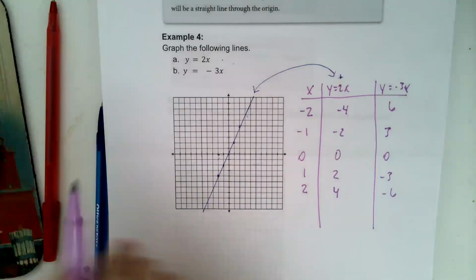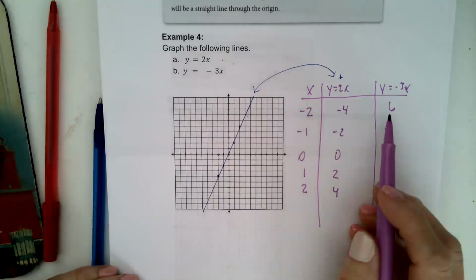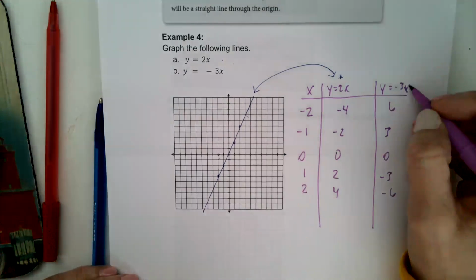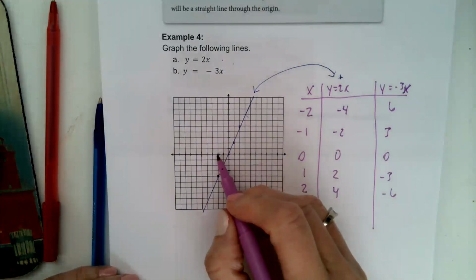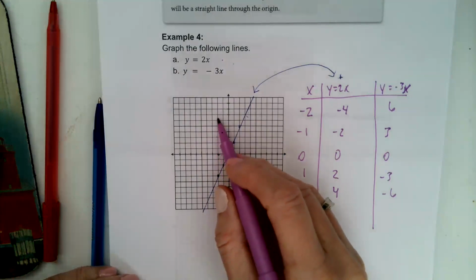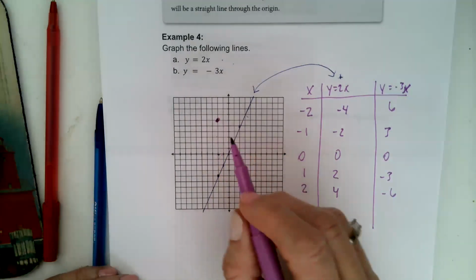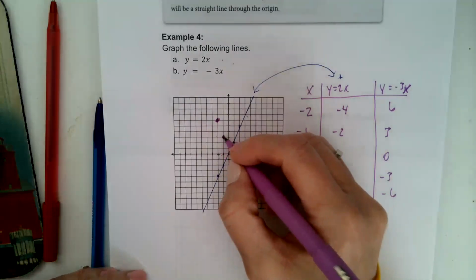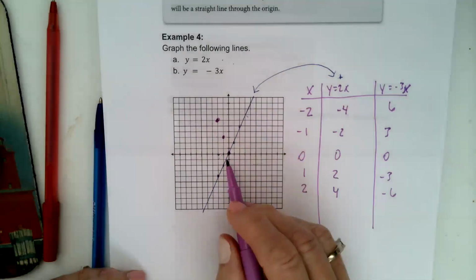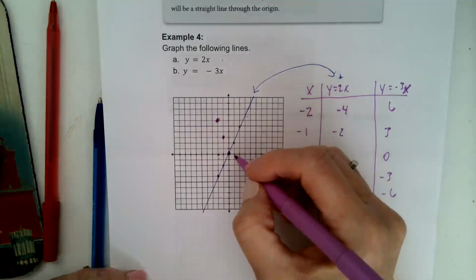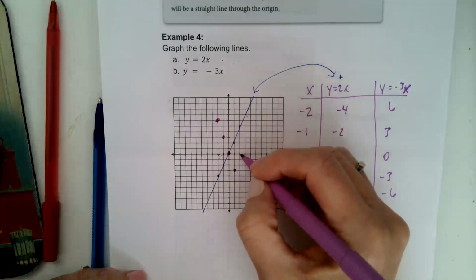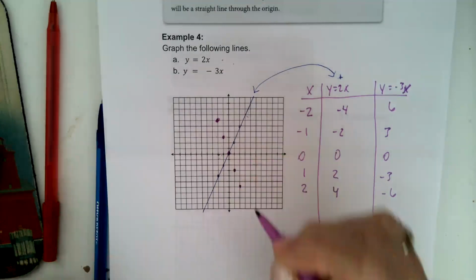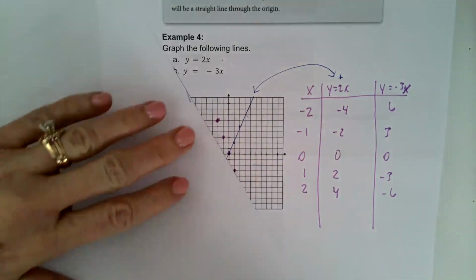Okay, let's plot the other one. So we have a -2 as x and a +6. We're going to plot the other equation, -3x. So a -2 and a +6. 1, 2, 3, 4, 5, 6. Okay, I'm going to do that with my pink. And then a -1 and +3. They share the point 0, 0. And then a +1 and a -3. And then a +2 and a -6. Then I'm going to connect those dots here.